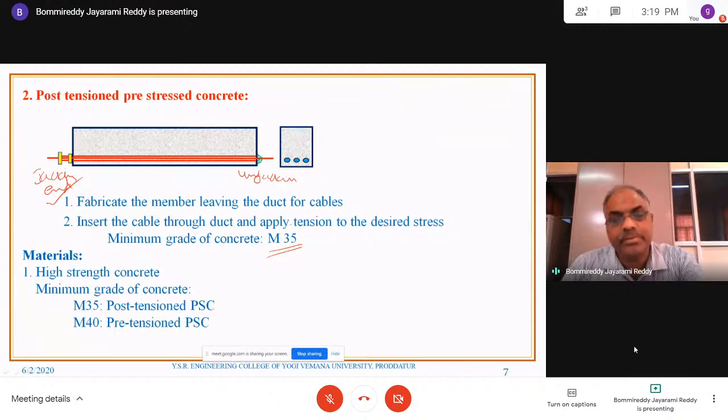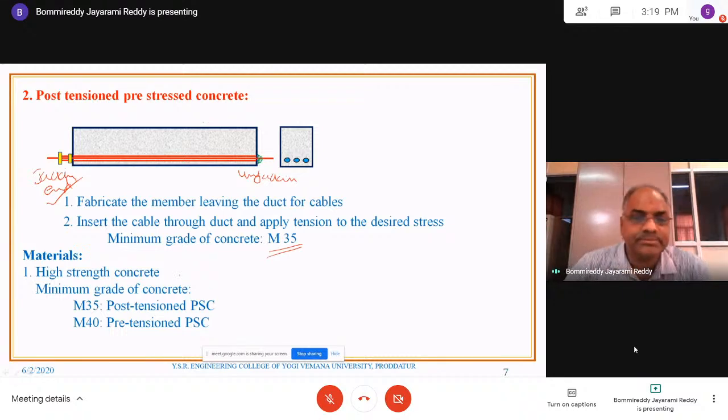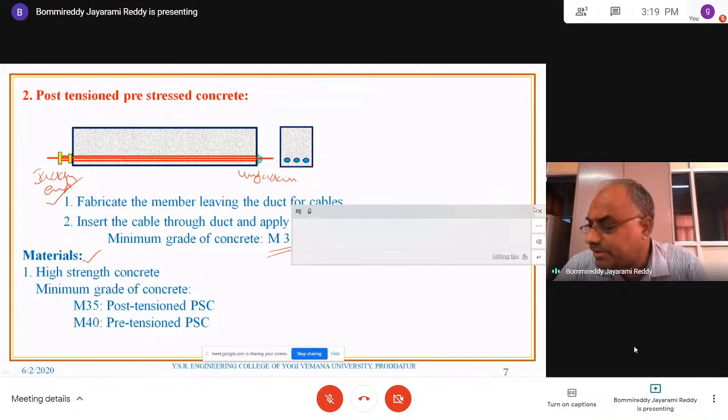Whereas in case of pre-tensioned pre-stressed concrete, the bond is going to develop between these two materials slowly as the concrete gets hardened. So that's why a higher grade of concrete is required for pre-tensioned pre-stressed concrete. Sometimes this may be a question: what is the minimum grade of concrete for pre-tensioned pre-stressed concrete, or for post-tensioned pre-stressed concrete? So M40 and M35.